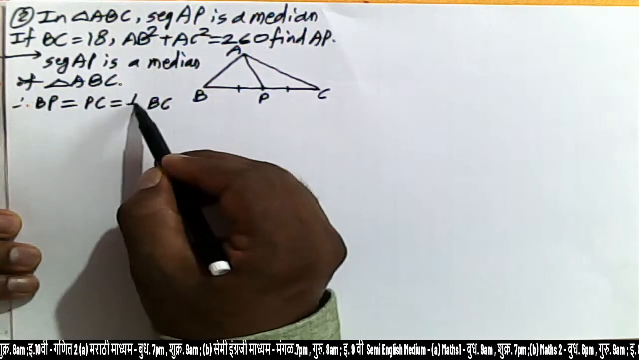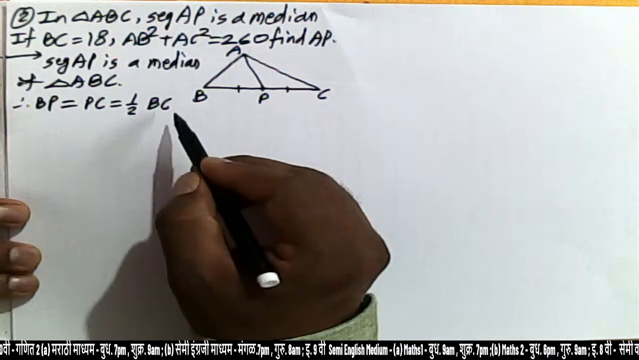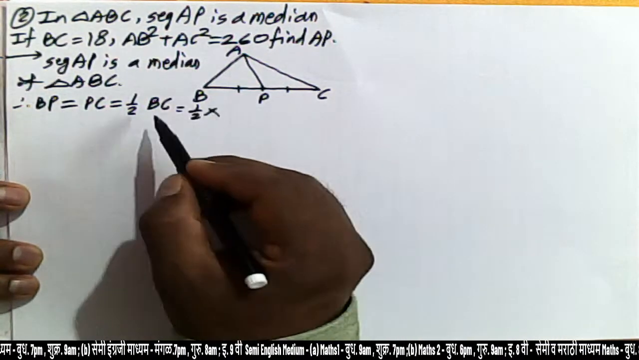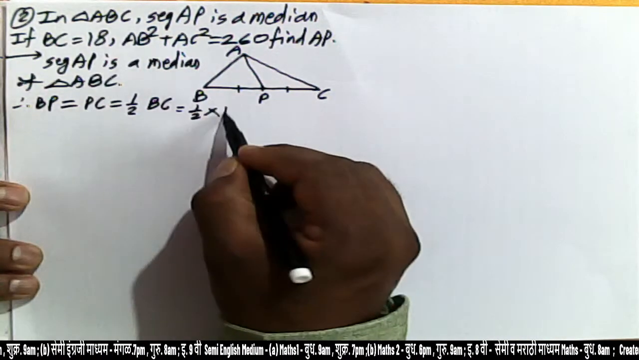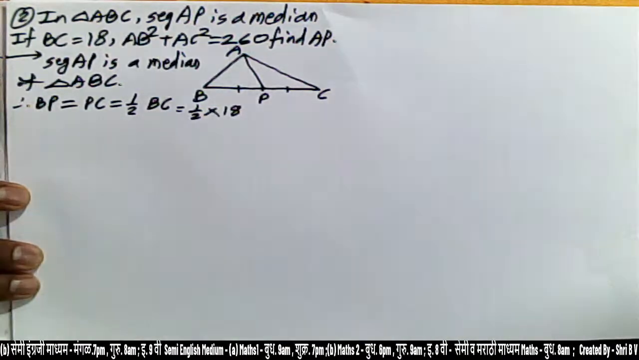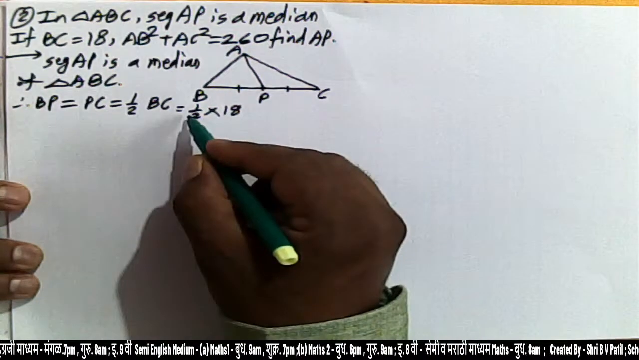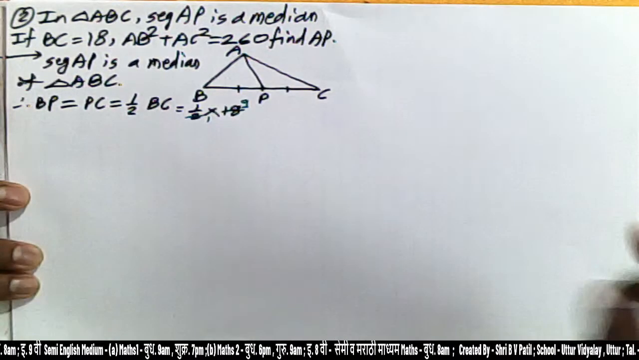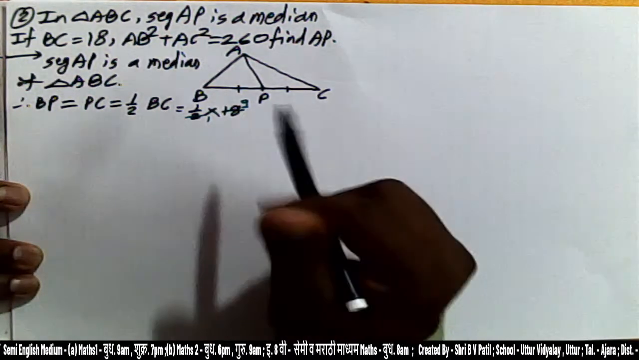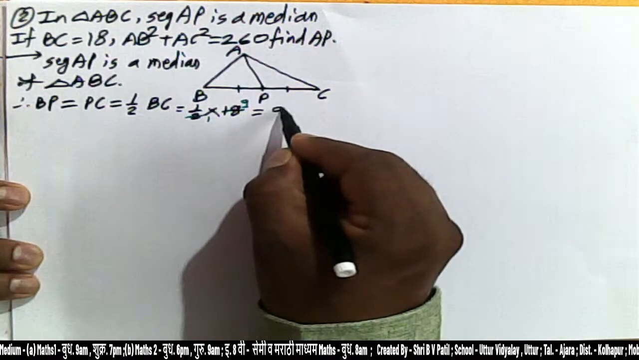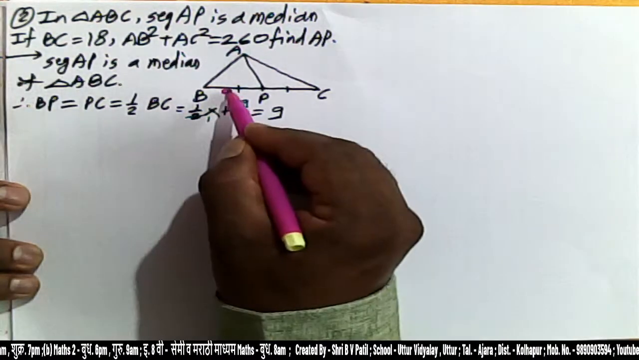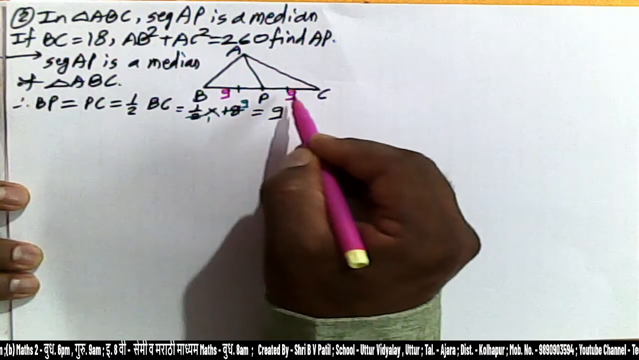Yes, half of BC is equal to half into the value of BC, which is 18. 2 1s are 2, 2 9s are 18, so it is equal to 9. We get the answer. This value is 9. This also is 9.